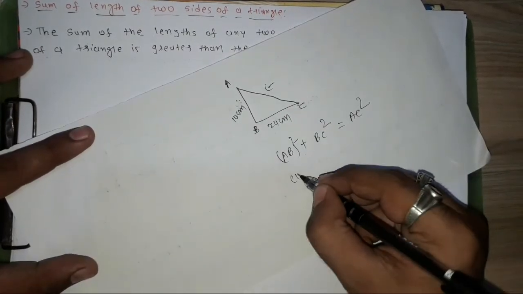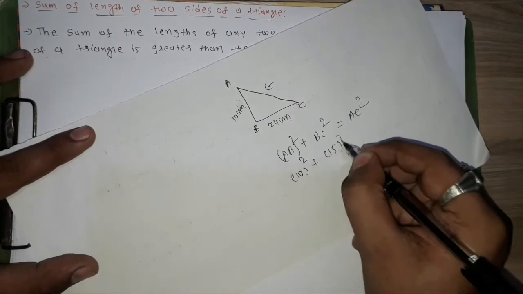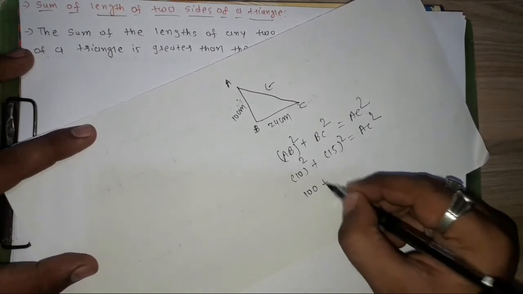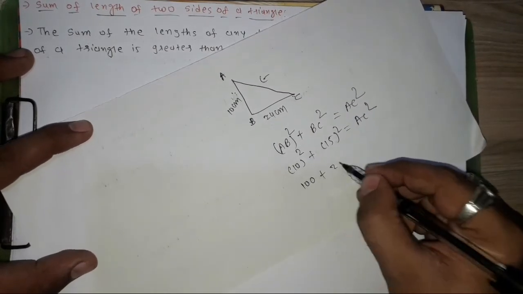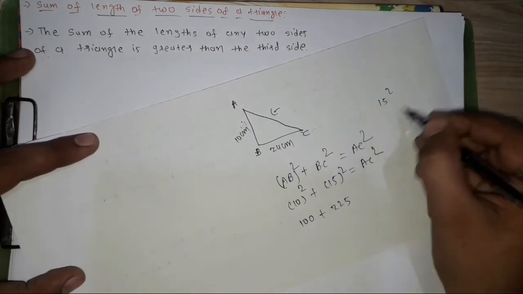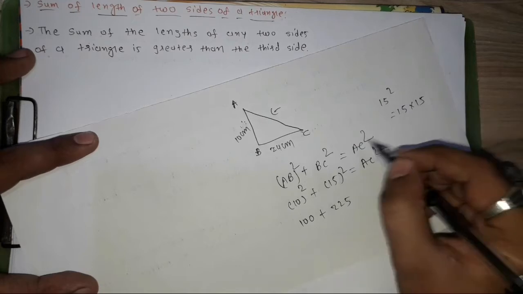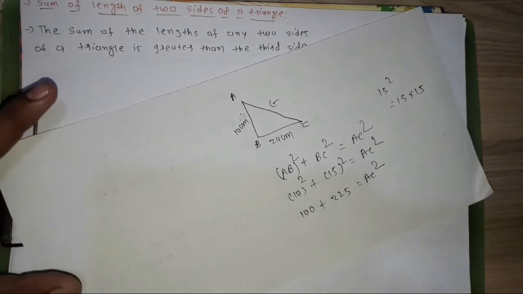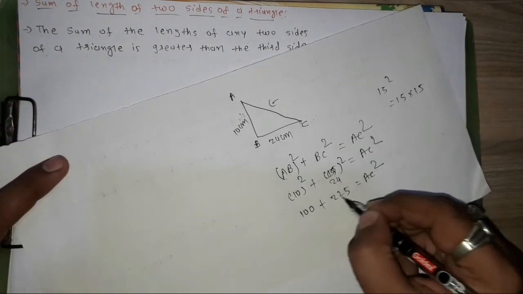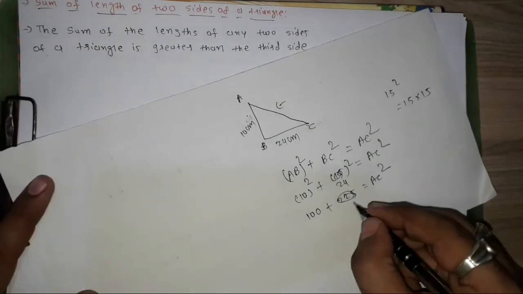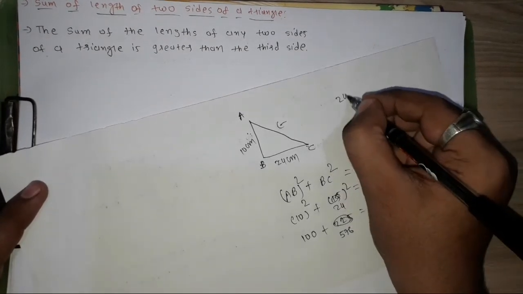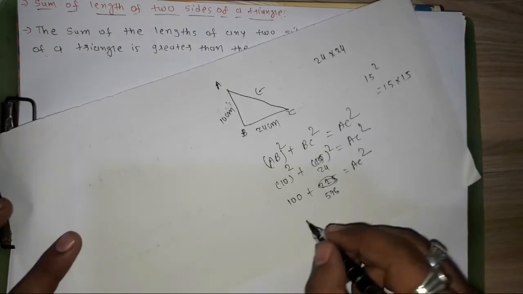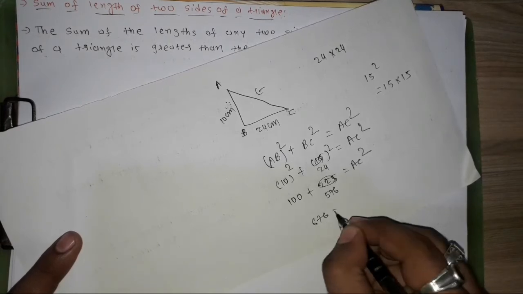So here if I do 10 square plus 24 square, as the measures of the sides are given, I will get AC square. Now 10 square is 10 into 10, that is 100. To find the square of 24, we multiply 24 twice because the power is 2, so we get 576. Now if I add these two, I get 676, which is equal to AC square.